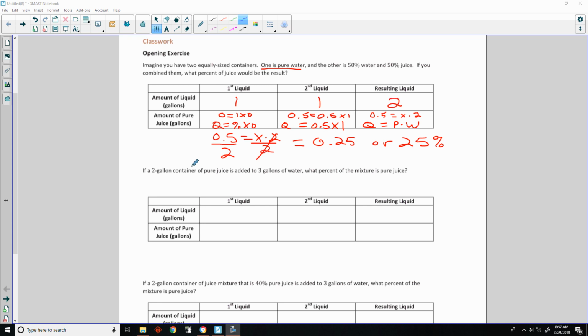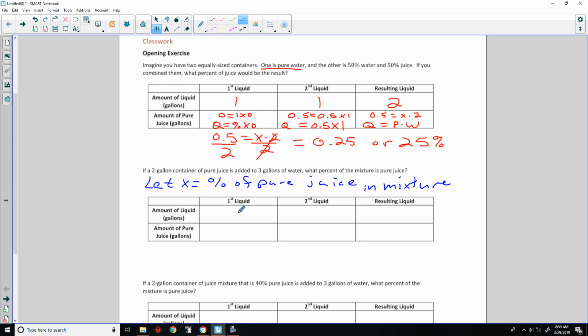Okay, now it says if a 2-gallon container of pure juice is added to 3 gallons of water, what percent of the mixture is pure juice? So we are going to let x equal the percent of pure juice in the resulting mixture. If I just said the percent of pure juice, you would say the 2-gallon container of pure juice is 100%. X is what we're finding: the percent if 2 gallons of pure juice is added to 3 gallons of water.